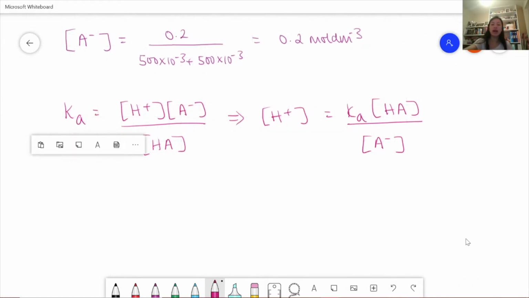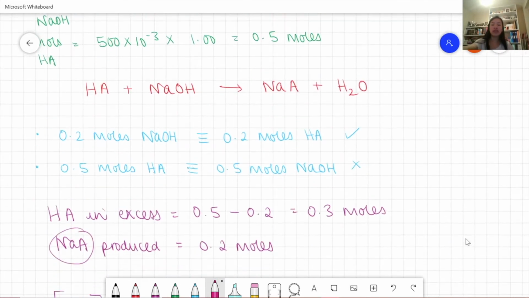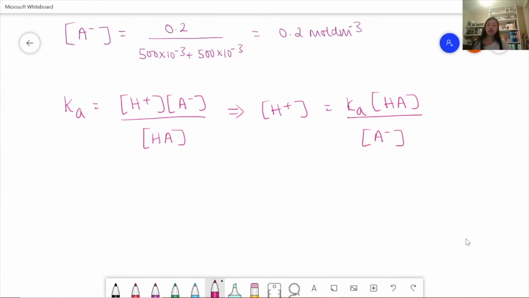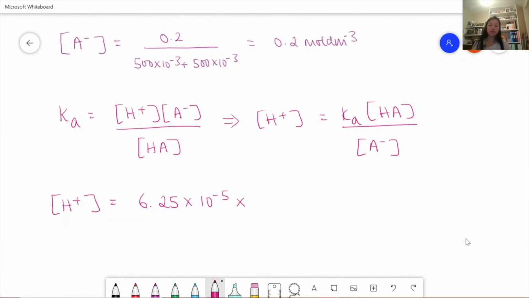And so the Ka at the start was 6.25 times 10 to the minus 5. So we've got concentration of H plus equals 6.25 times 10 to the minus 5 times by concentration of HA, which is 0.3, and divided by the concentration of A minus, which is 0.2. So that gives us 9.375 times 10 to the minus 5.